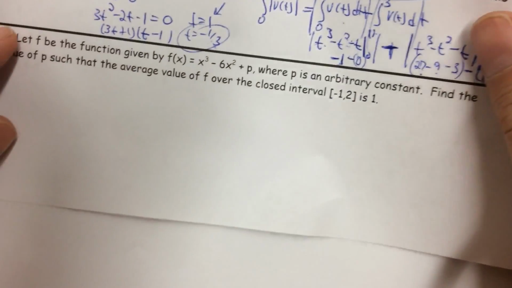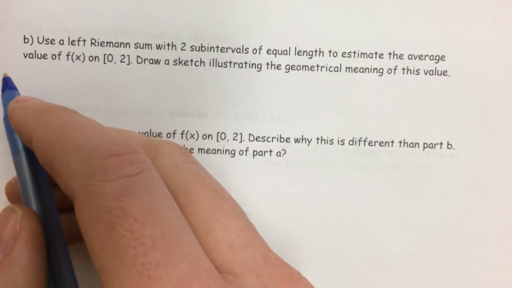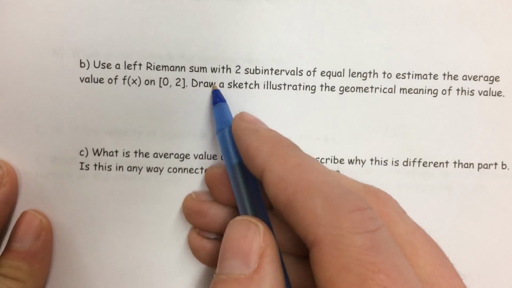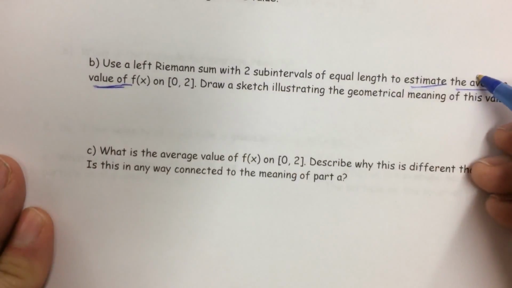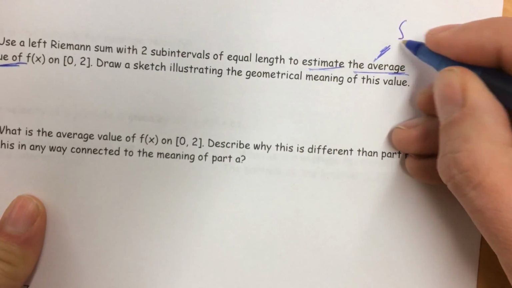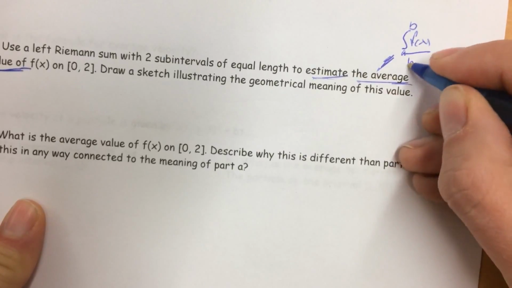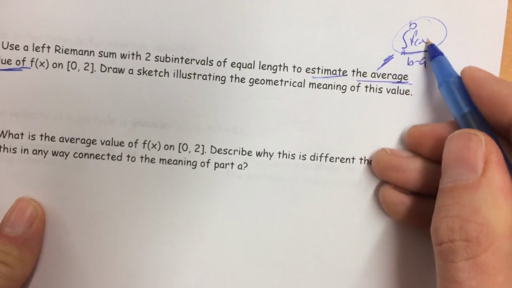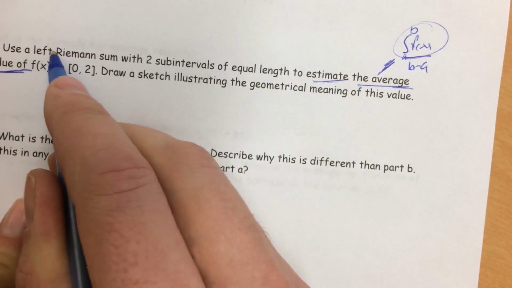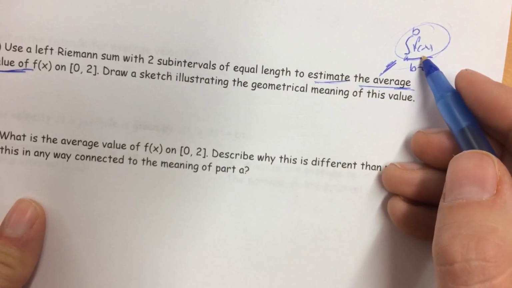I've already done 2 here. Let's do one more. Let's do B. B is different. It says use a left Riemann sum to estimate the average value. So the average value is the integral from a to b of f of x over b minus a. And we're not actually calculating the integral from a to b. We're using a left Riemann sum to estimate the average value from a to b.